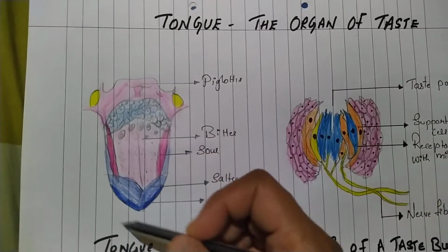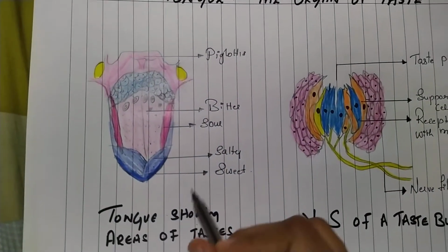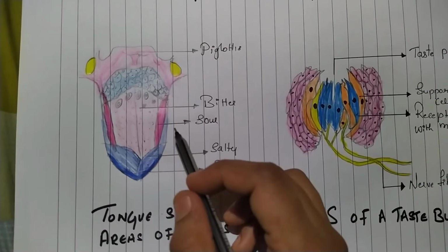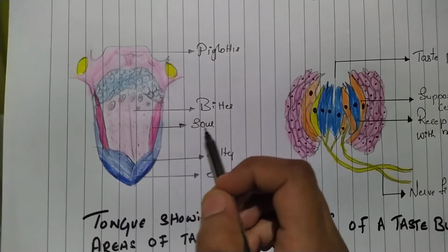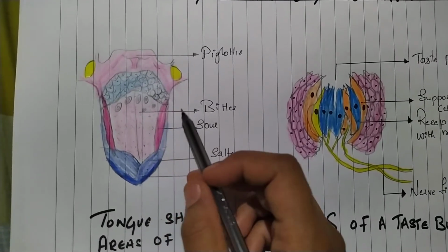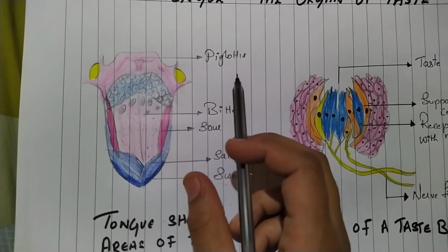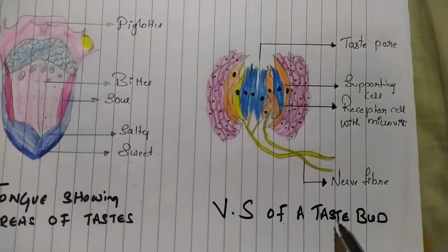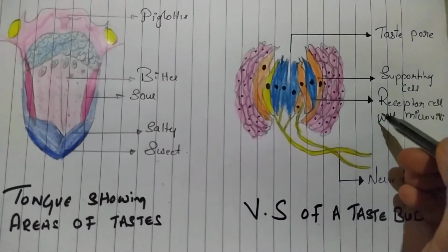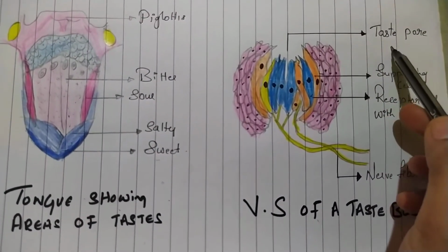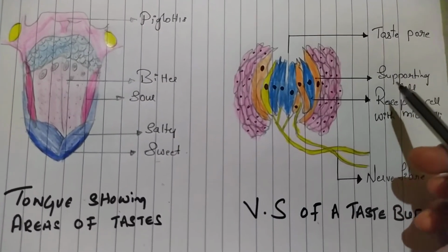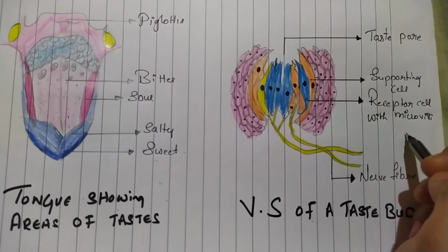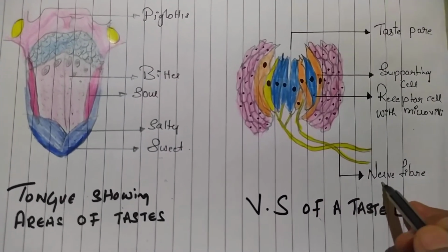So before we start, let us understand the structure of the tongue, showing the different areas of taste. As you can see here, the tip is sweet, and here is the salt, and a little bit pink color shows a sour taste, and the center is the bitter taste, and this is the epiglottis. Once you take the vertical section of the taste bud, you will be able to see this structure where you find the taste pore, where you can understand what kind of taste you are having. And these are the supporting cells. This blue color is the receptor cells with microvilli, and this is the nerve cells which send messages to the brain.